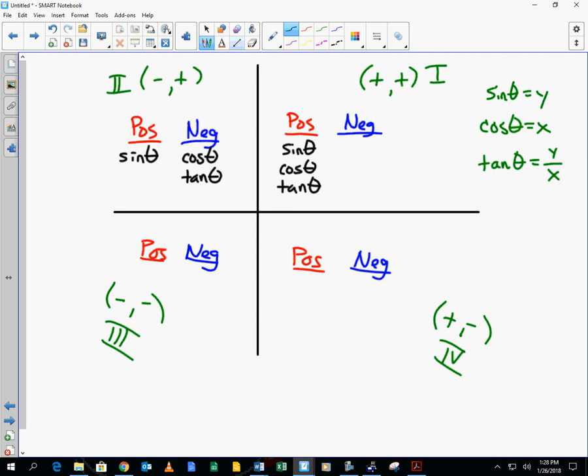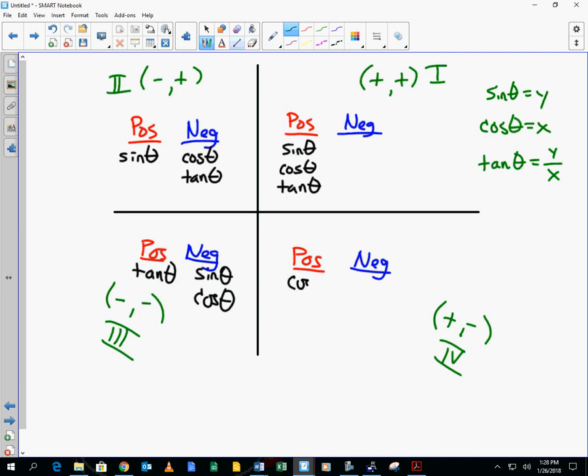Interesting. What about the third quadrant? Is there anything that's positive? Why? How can tangent be positive? You have negative and negative. Oh, but a negative divided by negative is a positive. Oh, you guys are smart. Okay, so tangent's positive, sine is negative, cosine's negative. How about the next quadrant?